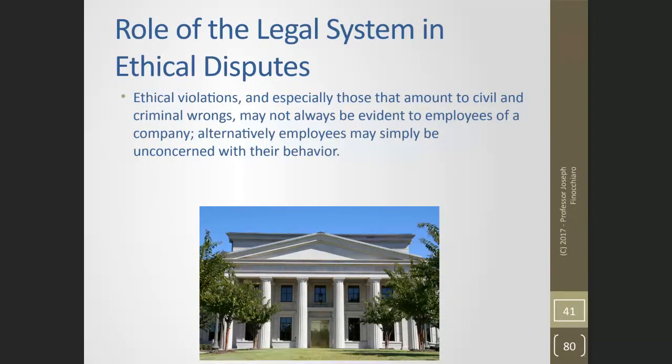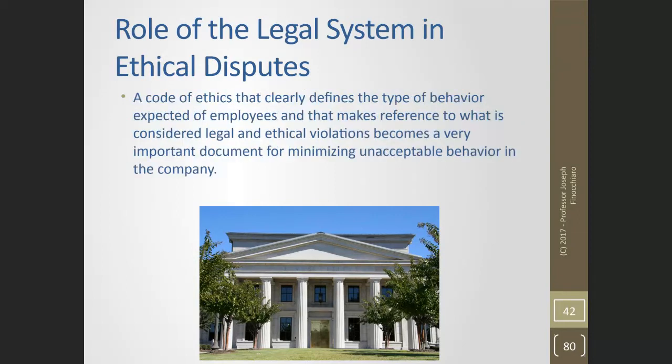Ethical violations, and especially those that amount to civil and criminal wrongs, may not always be evident to the employees of a company. Alternatively, employees may simply be unconcerned with their behavior. A code of ethics that clearly defines the type of behavior expected of employees and that makes reference to what is considered legal and ethical violations becomes a very important document for minimizing unacceptable behavior in the company.